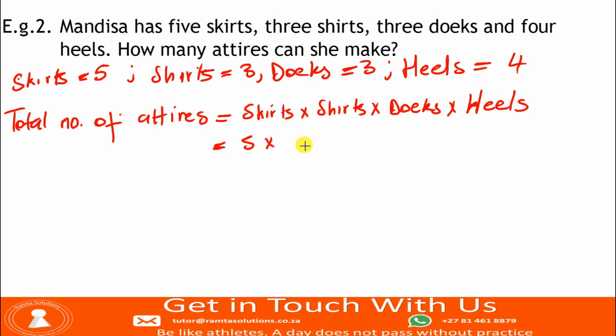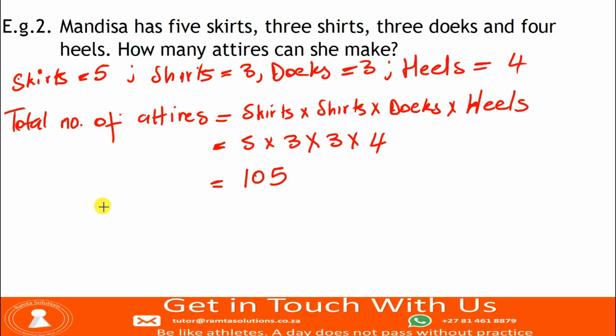See, she has 3 shirts, 3 dukes, 4 heels. Let's do this. 5 times 3 is 15, times 3 is 45. 45 times 3 must be 105. So the total number of attires that Mandisa can make out of all these clothing items she has is 105.